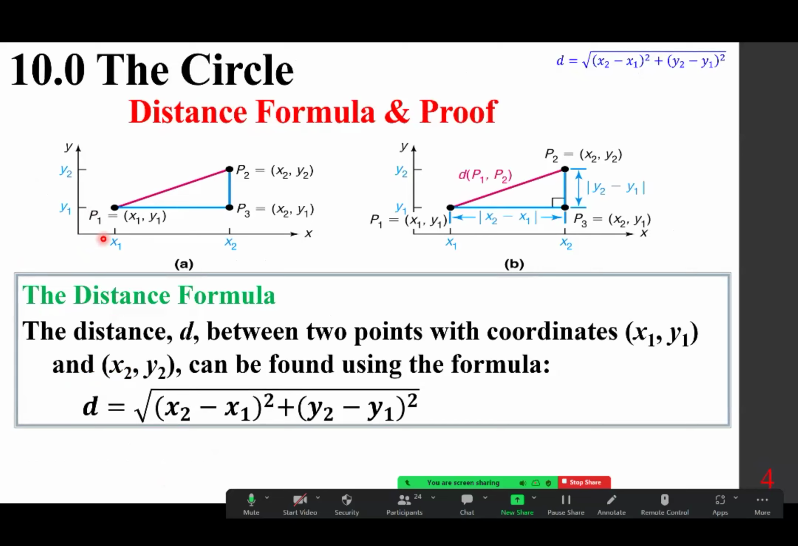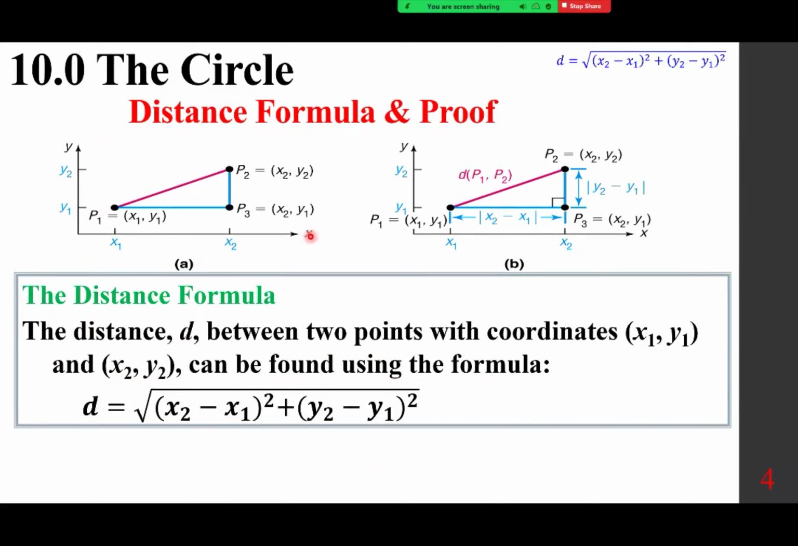Distance formula. The distance d between 2 points with coordinates x sub 1, y sub 1, and x sub 2, y sub 2 can be found by using the formula d equals square root of x sub 2 minus x sub 1 quantity squared plus y sub 2 minus y sub 1 quantity squared, and it just comes from the Pythagorean theorem, because if you want this distance, as you can see, this is a right triangle. So this is A, this is B, this is C. So we have A squared plus B squared equals C squared, Pythagorean theorem.